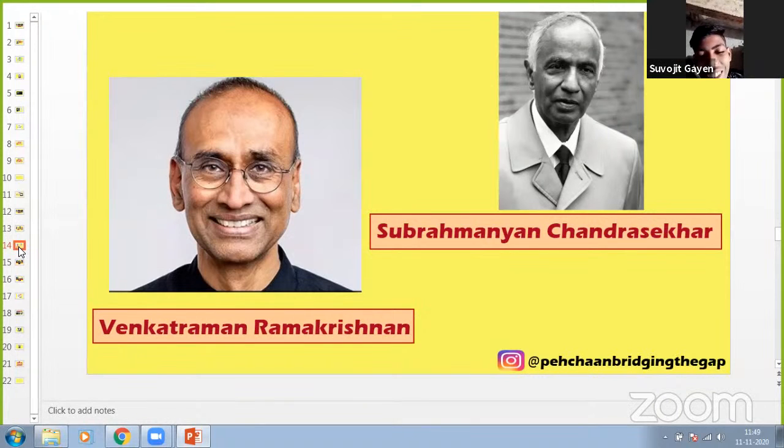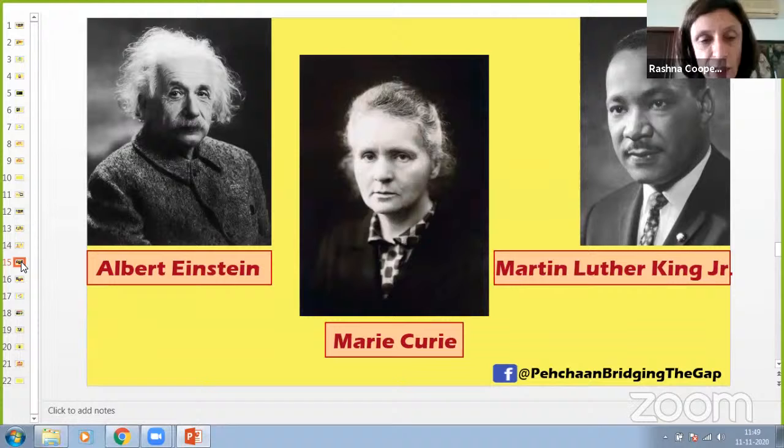Okay. So, good. Subramaniam Chandrasekhar, again for physics, and Venkatraman Ramakrishnan also. These people were scientists. They were based in the US, which is where they were doing their research, but they are of Indian origin. So we count them amongst our Indian Nobel laureates, and we are very proud of them. Next slide, please. And I'm going to spend a minute talking about some international Nobel laureates.